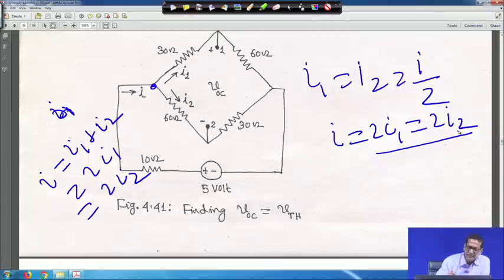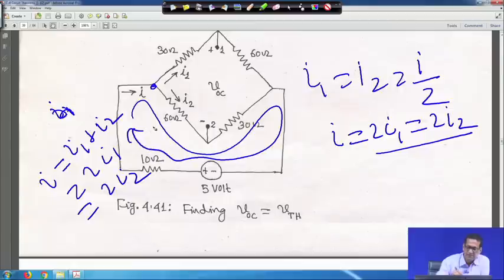Now, you apply KVL to get I1 and I2, I1 and I2 are the same. So, you apply KVL like this. If you make it like this, then what will happen, this 10 into I, because I is flowing, let me clear it.